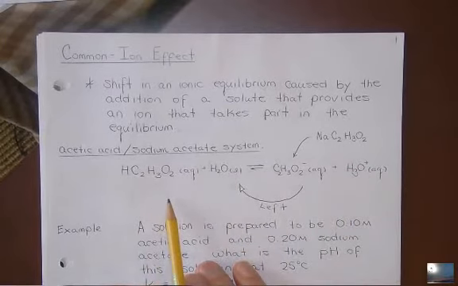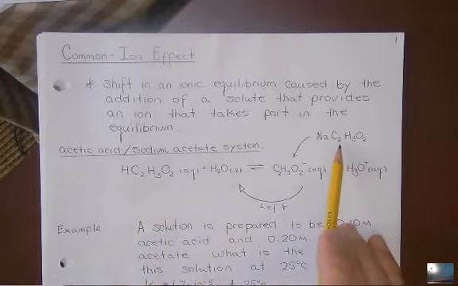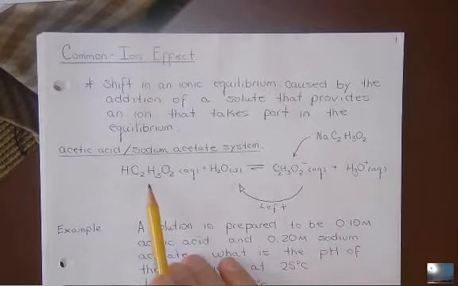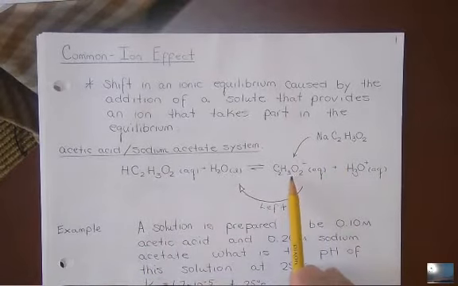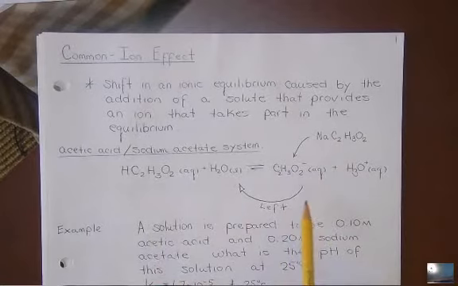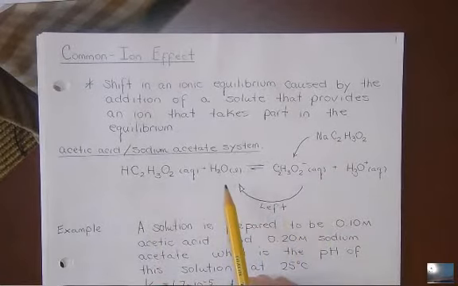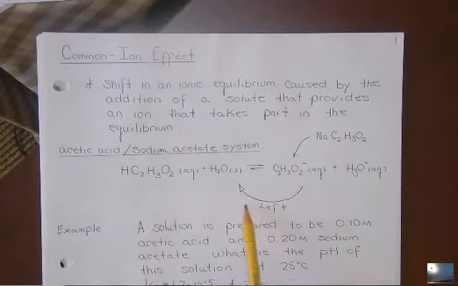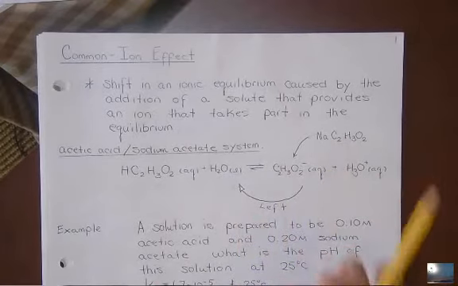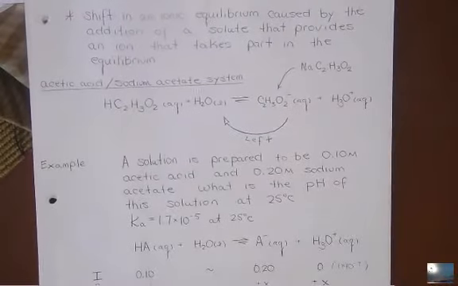In terms of the common ion effect, looking at it from Le Chatelier's principle, if all of a sudden I add external sodium acetate to my acetic acid, the solution says there's too much acetate, so the equilibrium would shift back to the left. That's what this arrow is showing, what would happen by Le Chatelier's principle if we added external sodium acetate.